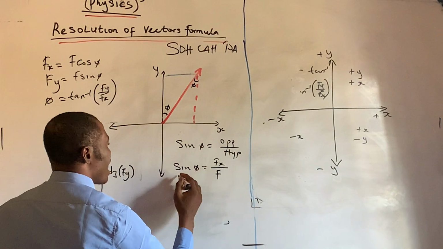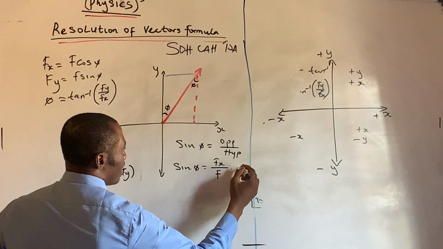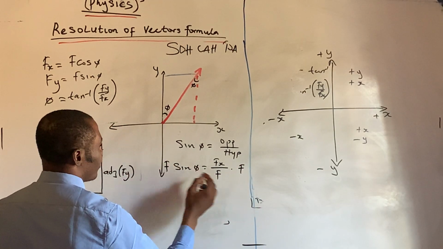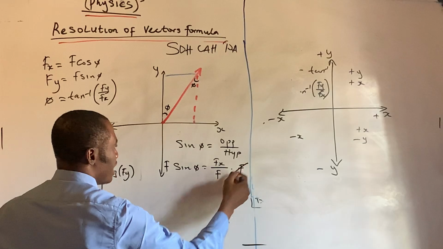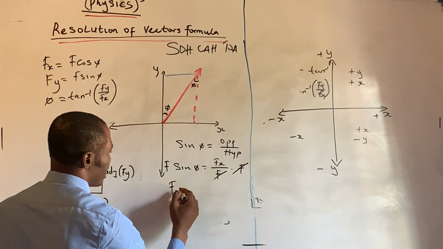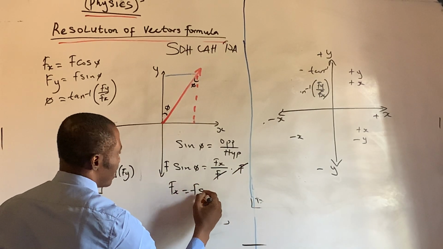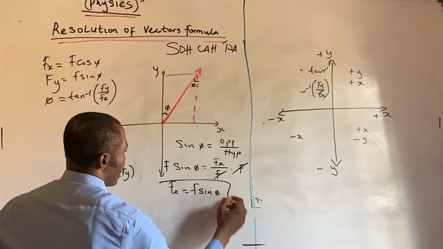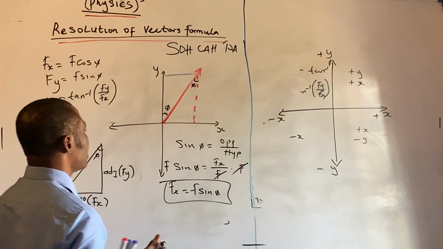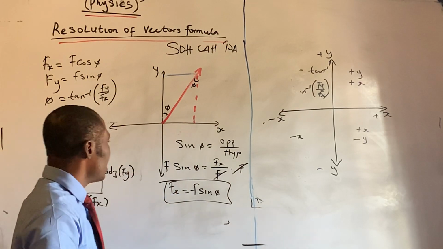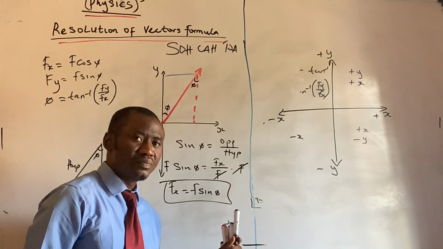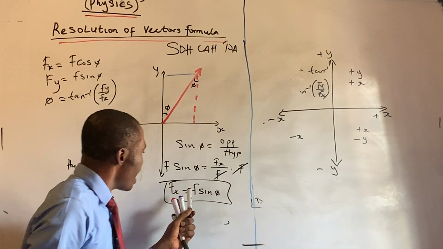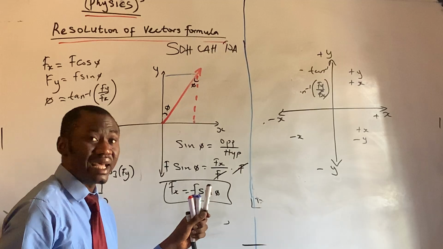Now, f of x, if I multiply by f and multiply by f, or you put a 1 here and cross multiply, then this will cancel this. F of x is equal to f sine theta. Now, for the angle inclined towards the y-axis, the f of x component is equal to f sine theta.